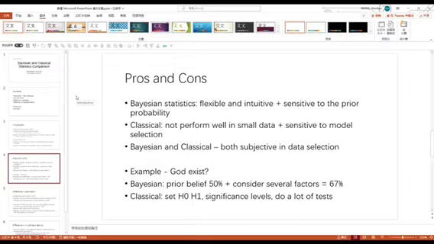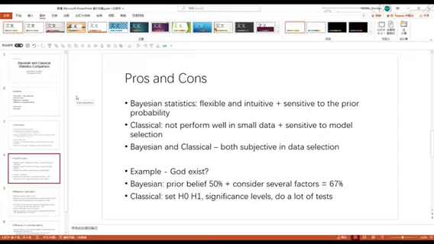If we choose a very poor prior probability, Bayesian statistics may give a wrong result. But if we choose the wrong model for classical statistics, it also gives a wrong result. We need to note that for both Bayesian and classical statistics, it is important to select objective data. If we select data just by our preference, the result will be very subjective.